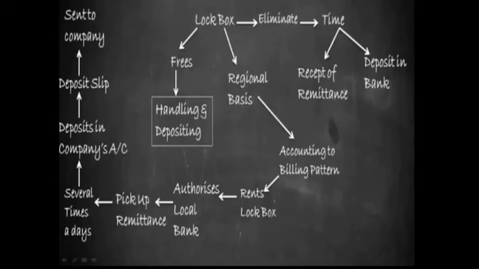Let's discuss another important topic, the lockbox system. The lockbox system is one of the tools available to accelerate cash collection. So let's see how it works. Lockbox will eliminate the time gap between the receipt of remittance and deposit in banks. Lockbox basically frees the company from handling and depositing the checks.